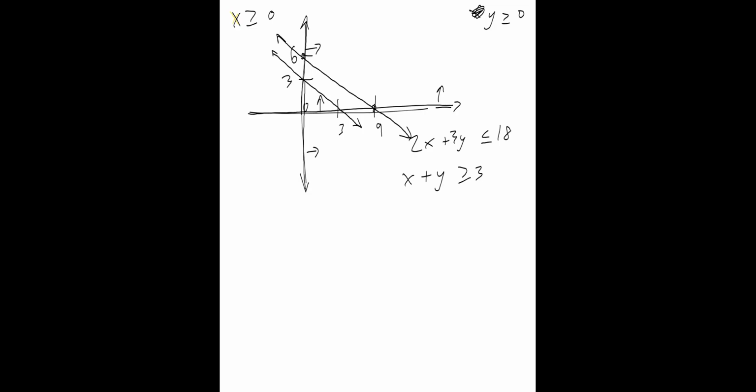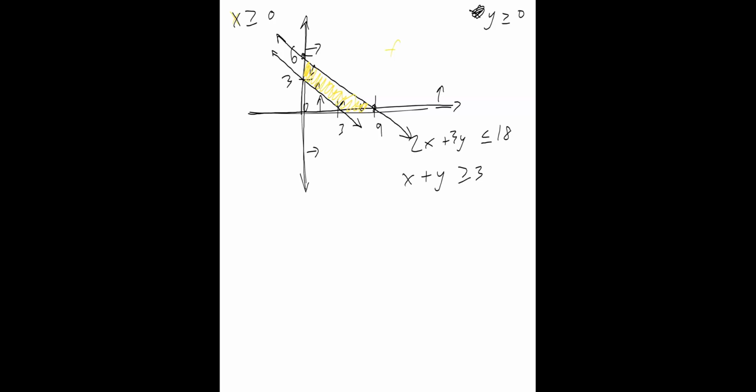So should I shade below or above the top line? Below, because that top line says less than or equal to, so I should shade below that. Should I shade below or above the bottom line? Above, because it says greater than on that one. So that means the area that I need to find is this little box right there. And that little box is called the feasible region.